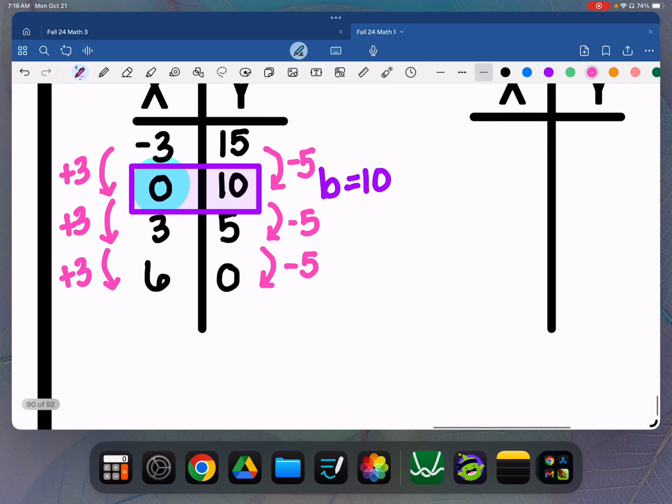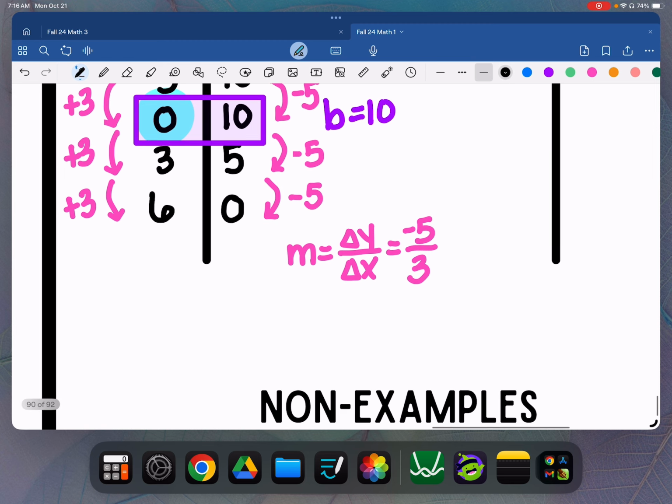So my slope in this situation is going to be my change in y over my change in x. My change in y here is going to be -5. My change in x is 3. So I can actually write my linear function. I can write y equals, my m was -5 over 3, x, but the y-intercept is positive, so plus 10.